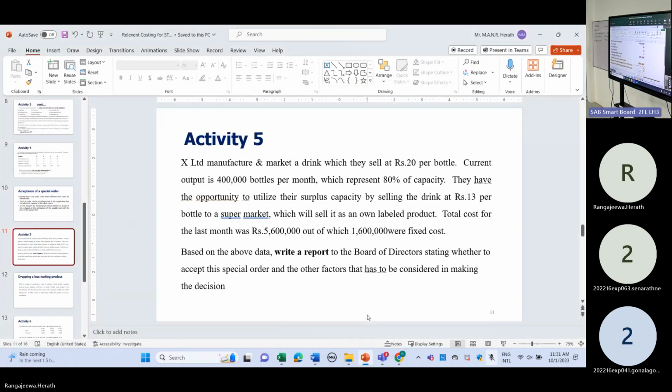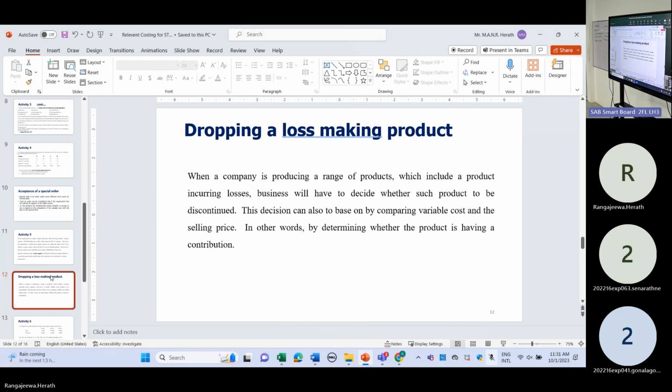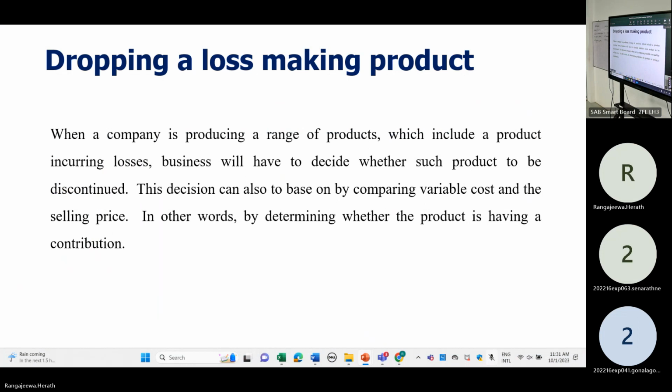So there are financial factors and other factors you have to consider. Then another very important decision is dropping a loss-making product. Especially when a business produces several products and one product is loss-making, you can take a decision to drop the loss-making product. But when you are deciding which product to drop, you should not consider the financial reports or the normal management accounting full cost approach calculated loss.